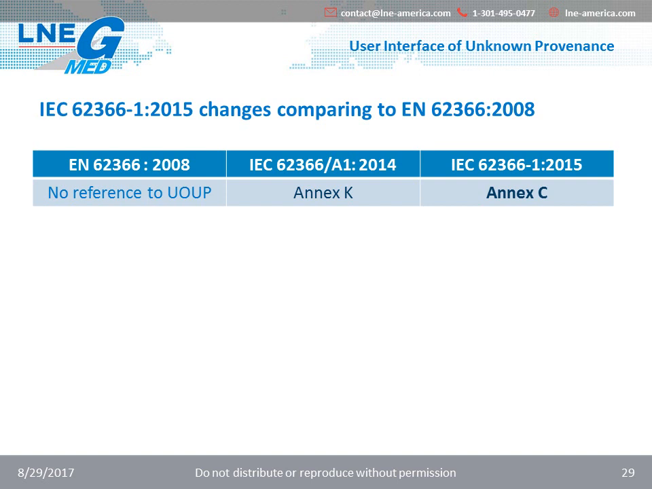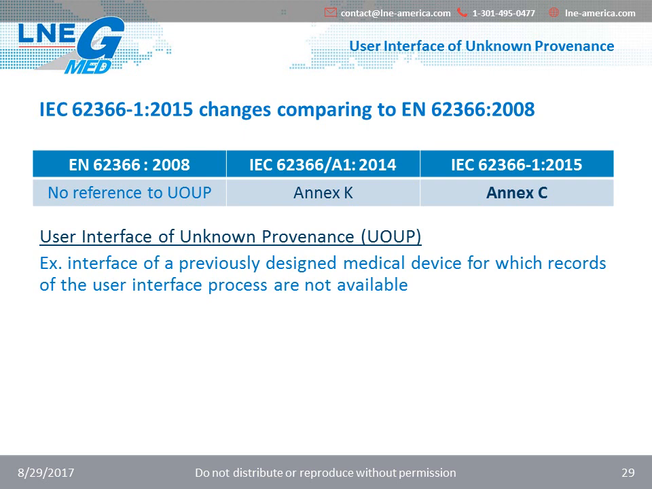In 2014, a normative annex was added to Amendment 1 of Standard IEC 62366 2007 as Annex K, and later to IEC 62366-1 as Annex C, to address requirements of medical devices with a user interface of unknown provenance, or UOUP. An example of a user interface of unknown provenance could be the interface of a previously designed medical device for which records of the usability engineering process are not available.